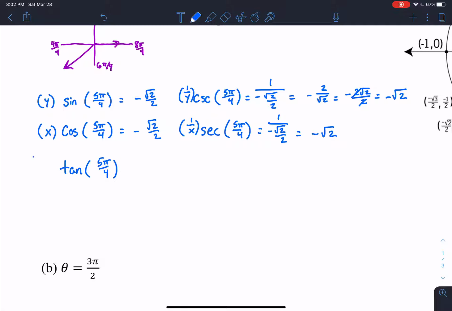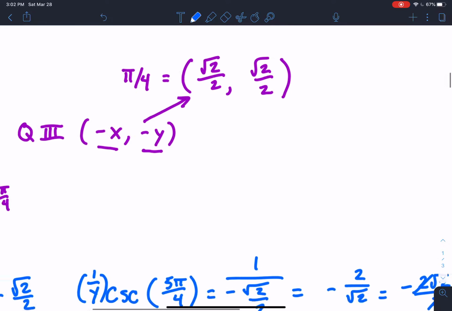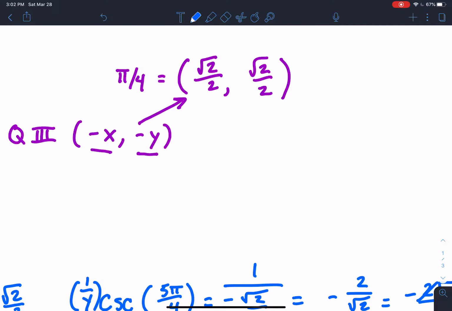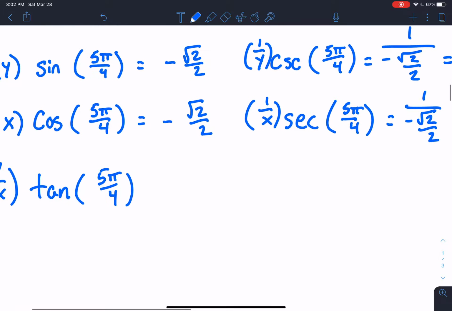Okay, now tangent, the rule for tangent is y over x. All right, so essentially what I'm going to do is I'm going to take my x and my y term, and I'm going to put them over each other. So you got negative root 2 over 2 over negative root 2 over 2. Which simplifies to be positive 1.